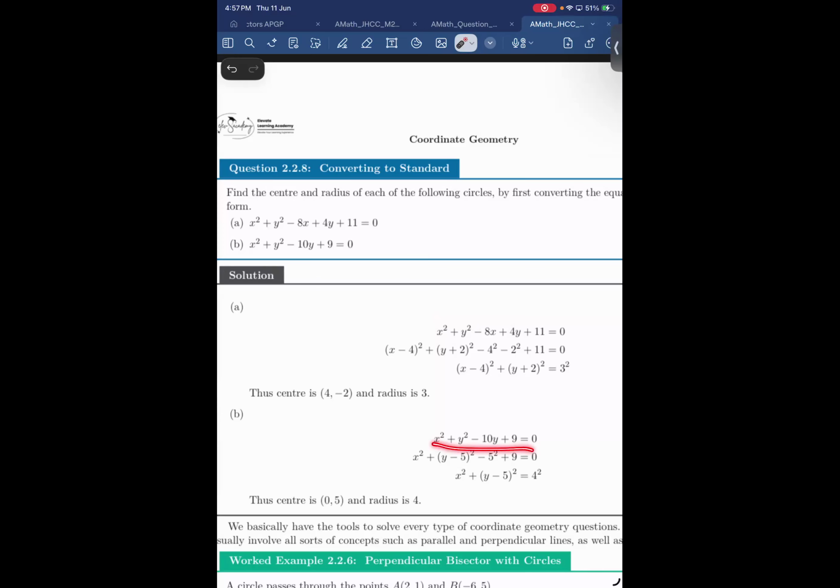Similarly for this one, complete the square for y. The x in this case you don't need to complete the square. It'll be (y minus 5) whole squared, minus 5 squared. Then you move everything over, you get 16, which is 4 squared. Radius is 4.